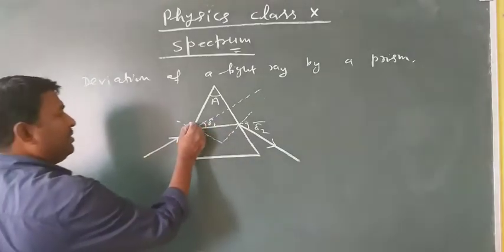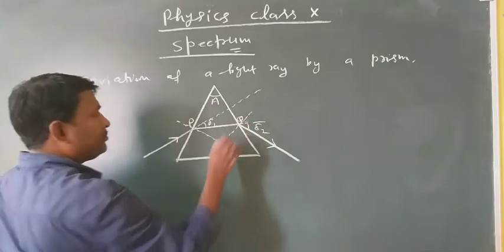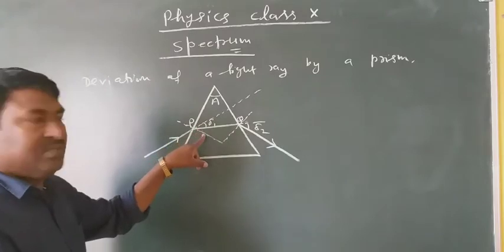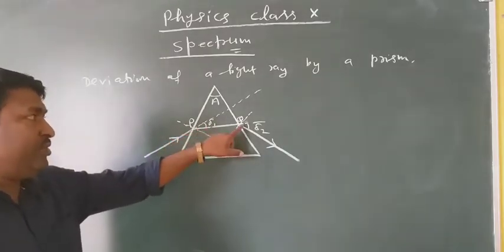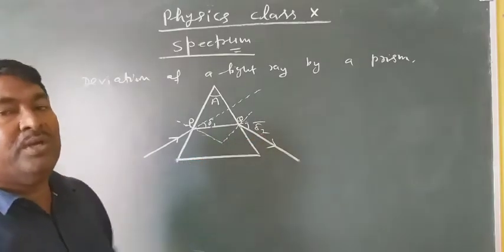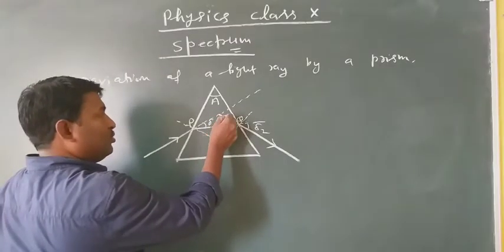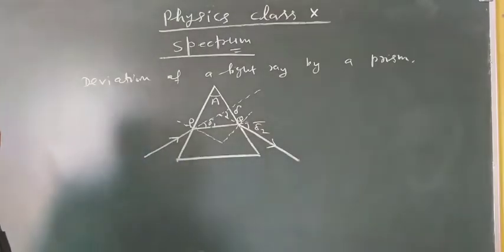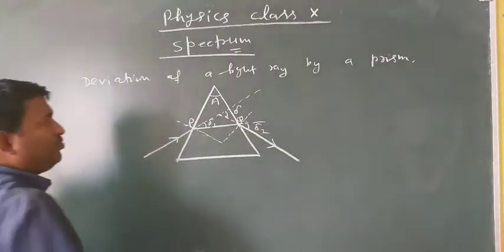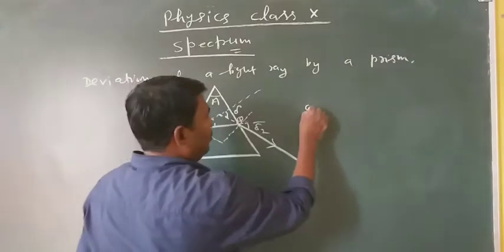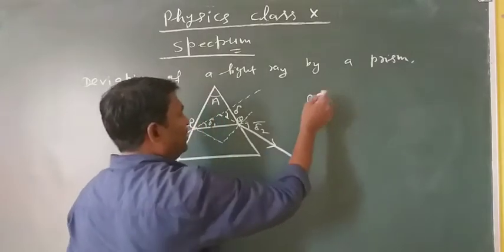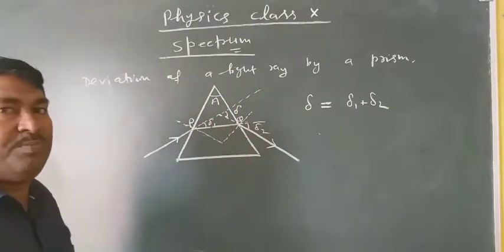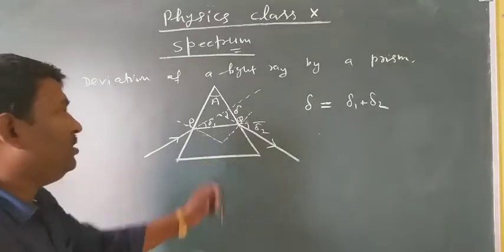So at points P and Q, at this point P, the incident ray has deviated by some angle delta 1, at this point Q it has again deviated by some angle delta 2. So the final deviation or total deviation is this one, which is delta. We have done this even before, but once again here in the spectrum we require this type of deviation. That's why you derived it in the previous chapter that delta is equal to delta 1 plus delta 2. This is the total deviation suffered by a light ray when it has passed through the prism.